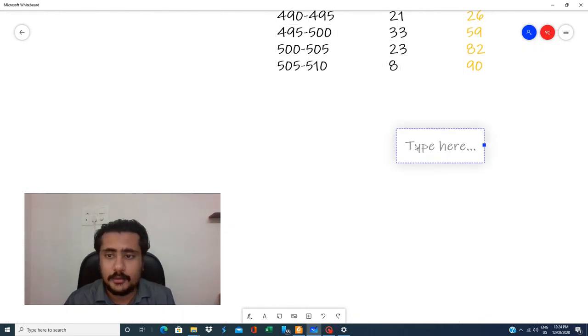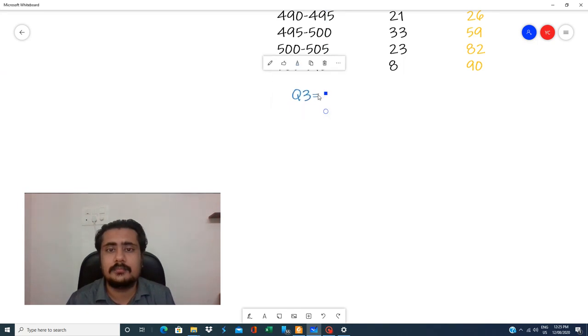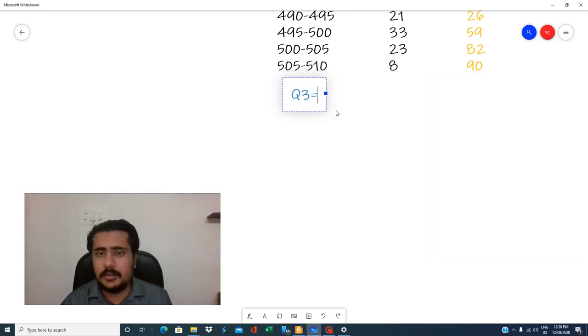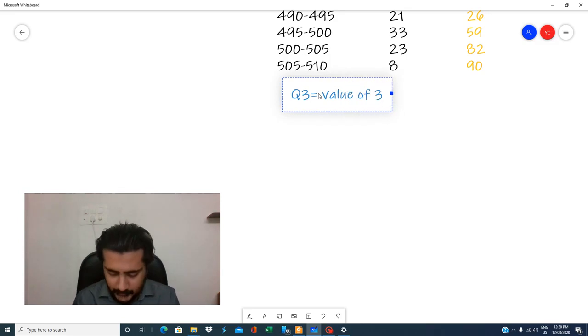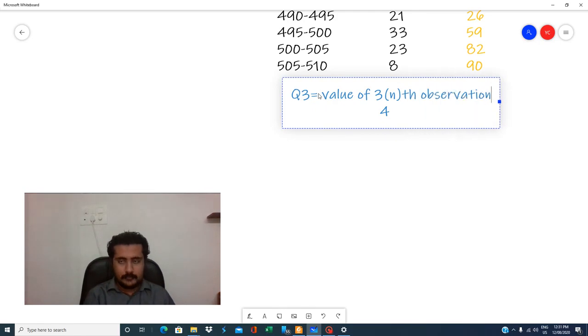So let us start with Q3. Let's find Q3 first. What will be the formula? Q3 will be the value of 3 into n upon 4 observation. As these are classes, we will not add plus 1 here. So your formula is Q3 is equal to value of 3n upon 4 observation.